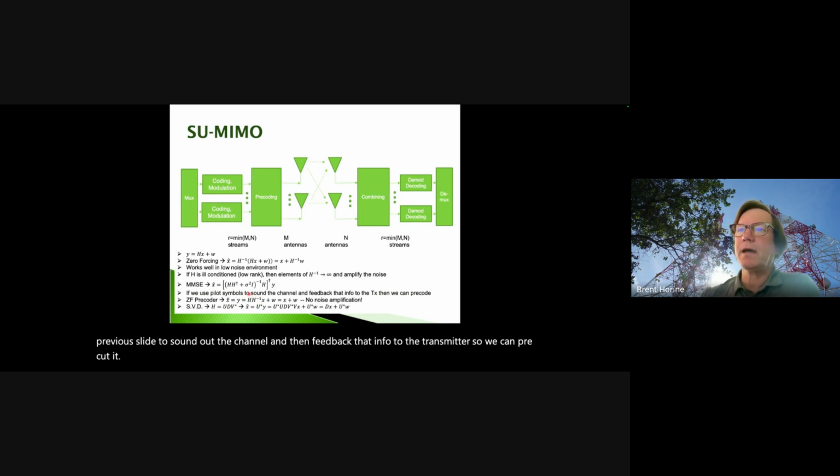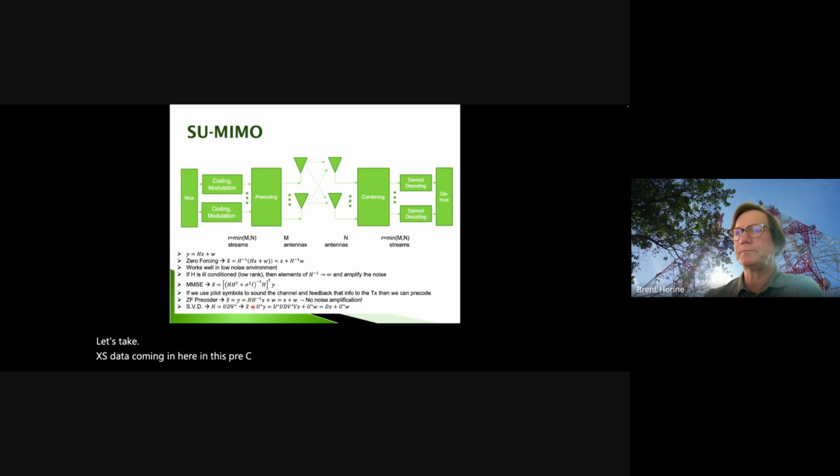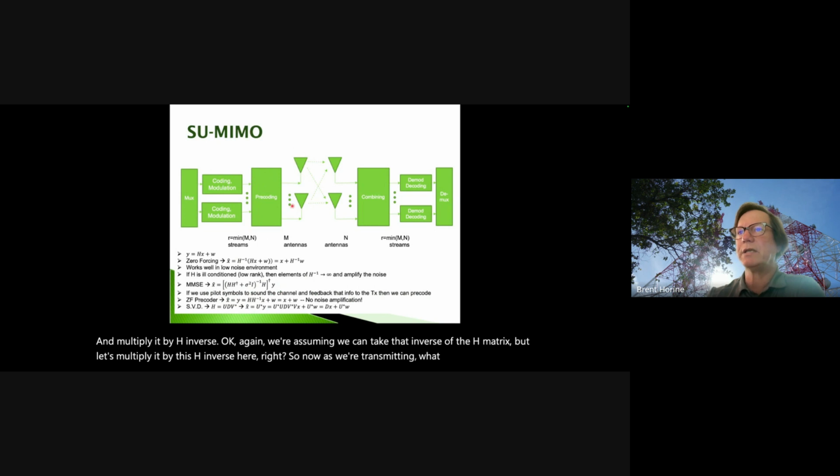Now, let's still estimate what X is. Let's take the X's data coming in here in this precoder and multiply it by H inverse. Again, we're assuming we can take that inverse of the H matrix. So as we're transmitting, what we're really transmitting is this H inverse times X.